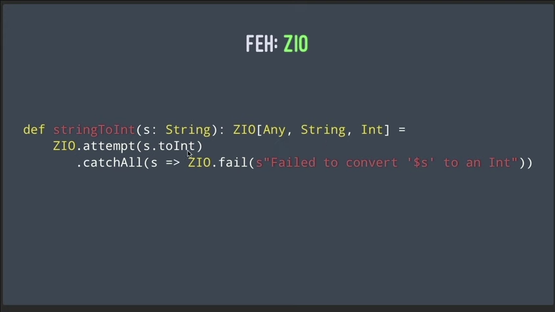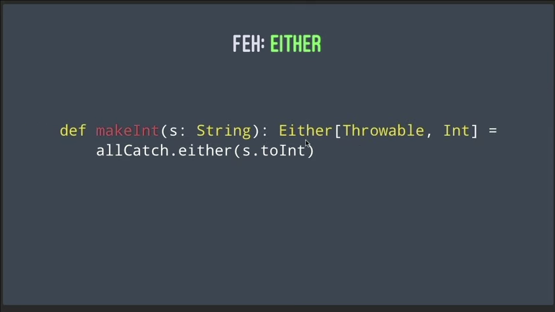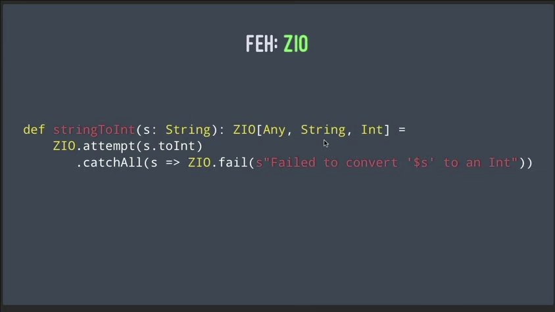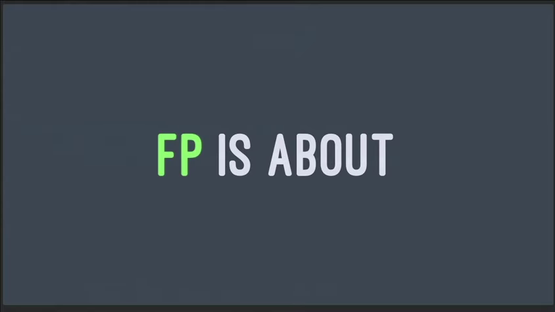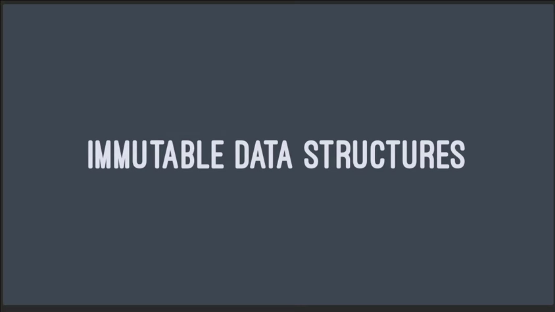So if this succeeds right here, there will be an int in this field. If this fails, then it will have this custom string right here in this field. So this parameter and this parameter right here, if you think about it, they look an awful lot like that Either, because Either has a failure value here and a success value here, and ZIO does the same thing. The failure value is here, success value is here. So this is our first peek at the ZIO type. So if we look at a summary up to right now, we could say that functional programming is about immutable values, immutable data structures, pure functions, functional error handling.